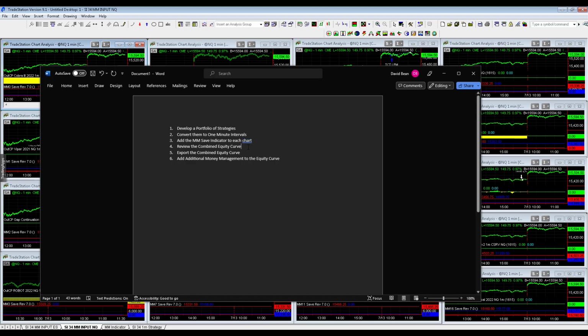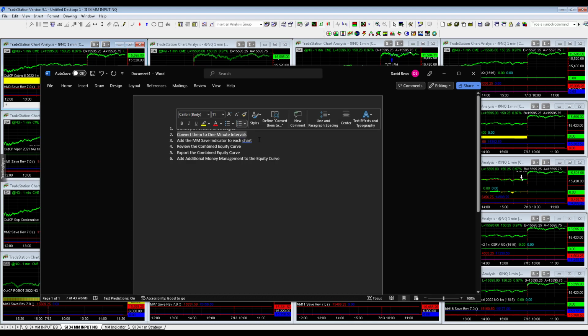And then you have to review the combined equity curve. You export the combined equity curve, and then you can open it up in a new workspace, and then you can backtest additional money management to the equity curve. So I'm going to go over each of these steps. So you develop a portfolio of strategies. I've already done that. Like I said, it's a multi-year process to develop many strategies. I've already converted them to 1 minute chart.